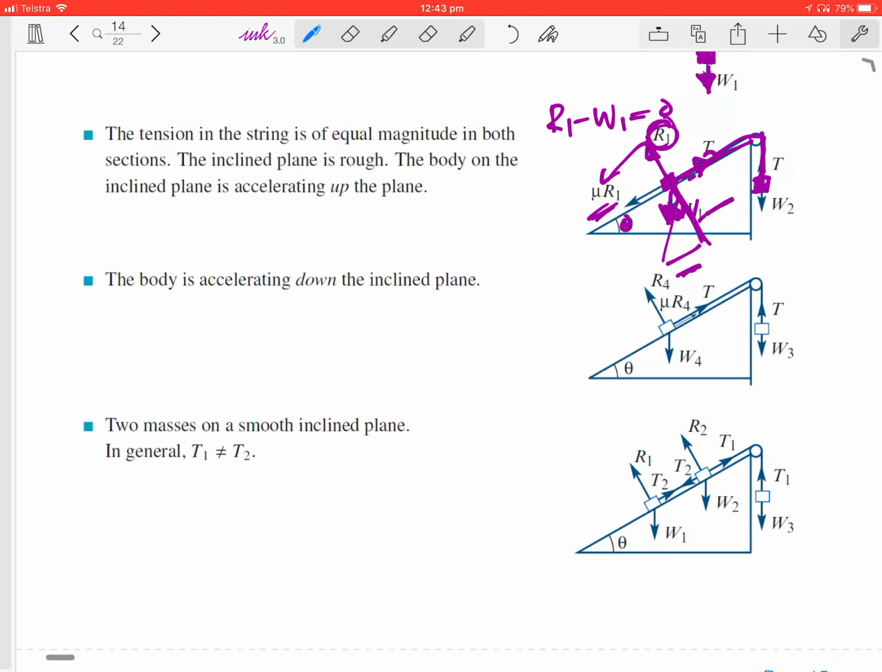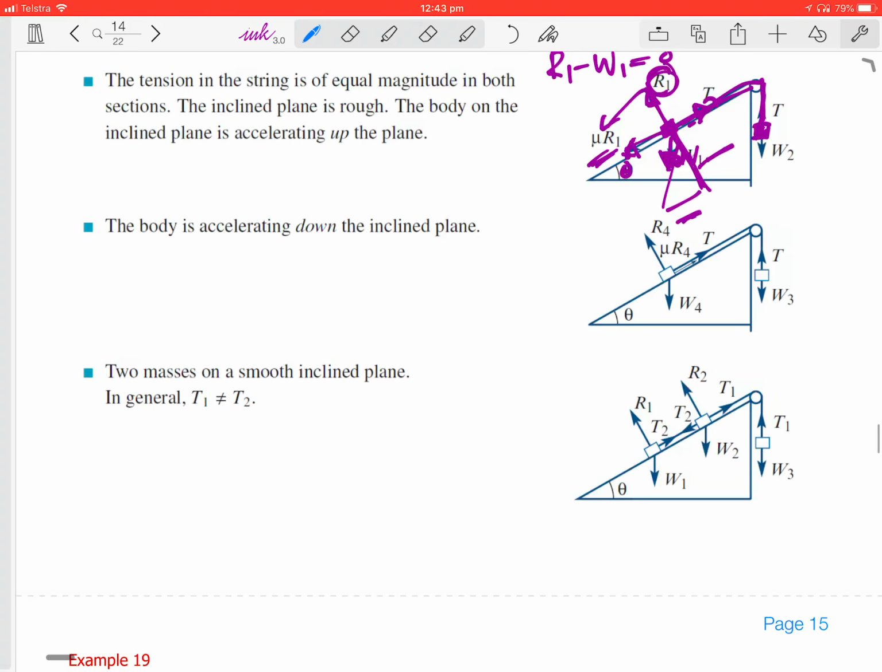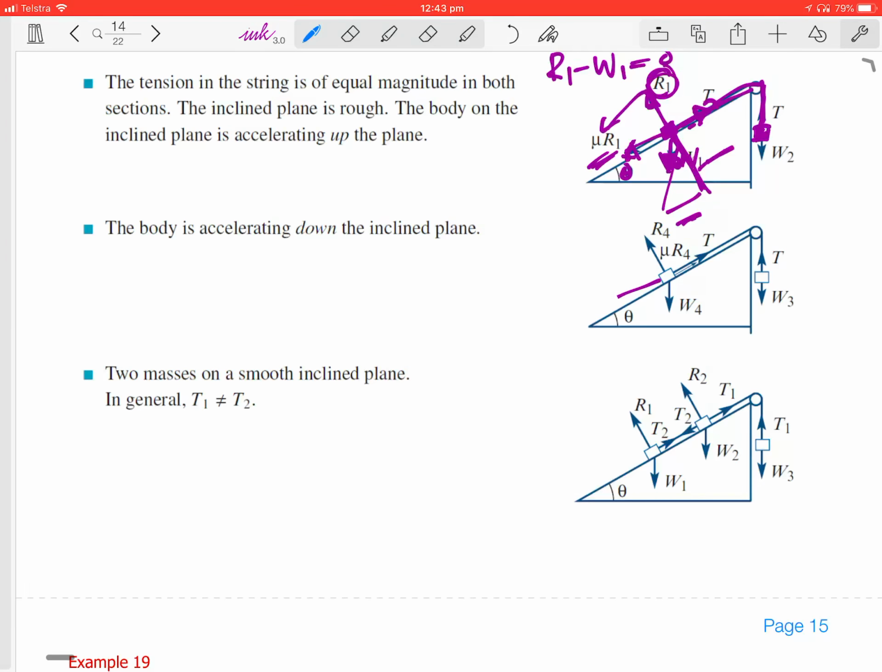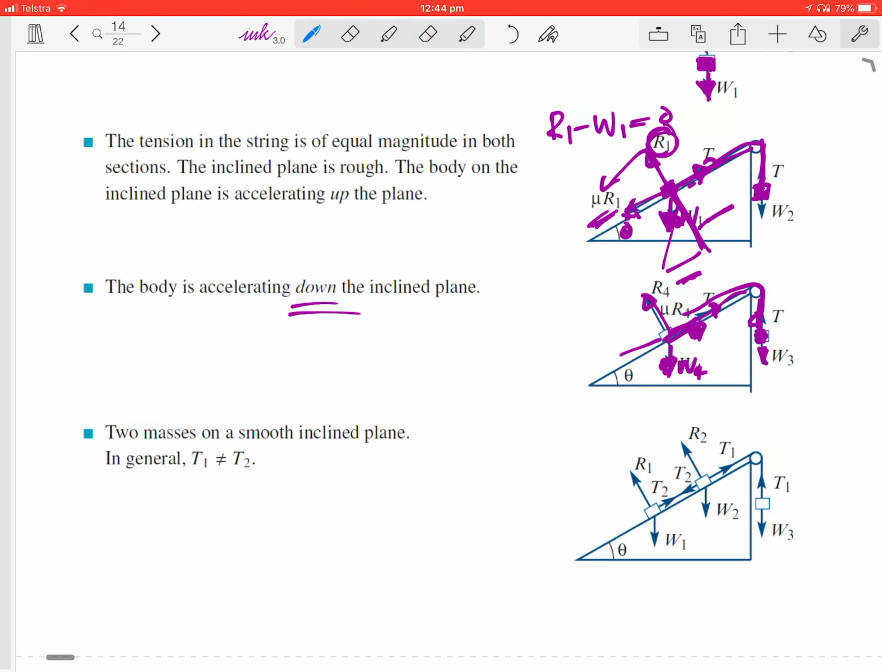The inclined plane is rough, so it's got a friction force working on it. The next one, the body is accelerating down the plane. So if it's going down the plane, we know that our friction force is going to be going up the plane. We know that our weight force is going to be going down. Our tension up and our tension here are going to be exactly the same. Our weight force will be pulling down, but it will be accelerating upwards because the string's going that way. So you just have to remember, if it's going down the inclined plane, then the friction's going to be going up. If it's going up the inclined plane, the friction's going to be going against it.